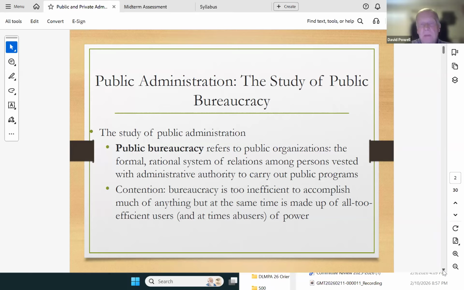So the contention among a lot of members of the public is that the bureaucracy is too inefficient to accomplish much of anything, but at the same time, the bureaucracy is made up of all too efficient users and abusers of power, which means that members of the public not only tend to have a negative view of the bureaucracy, but they have a negative view of bureaucrats as well.